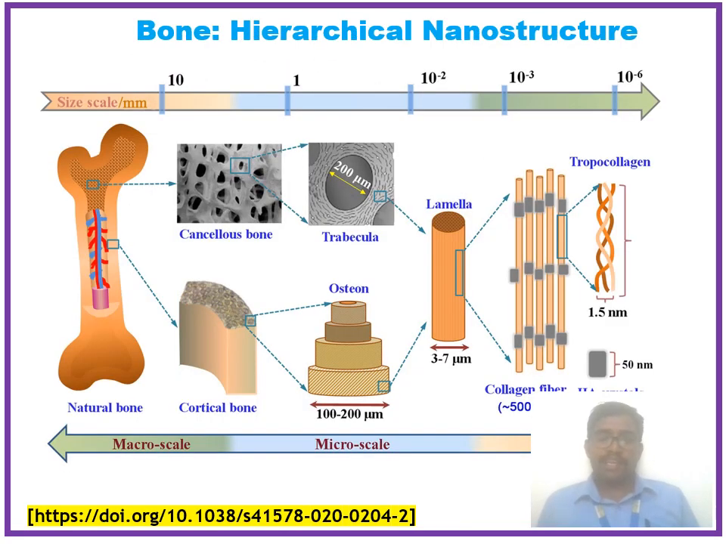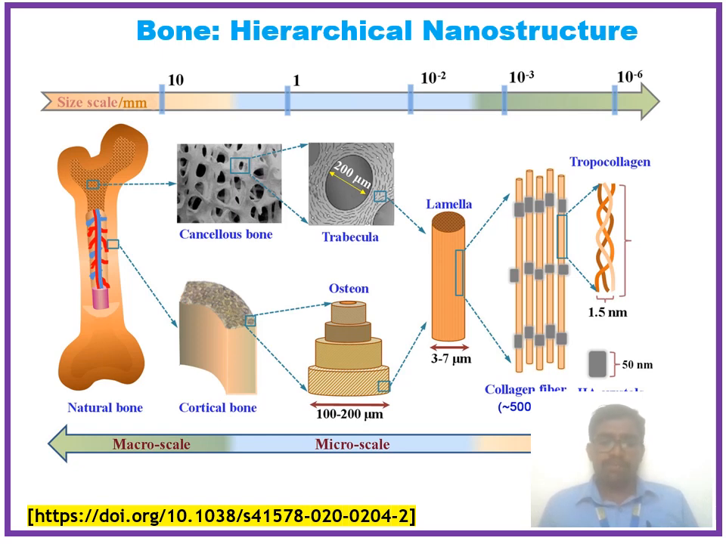Another interesting natural complex nanostructure is bone. We know very well bone is a complex composite of hydroxyapatite as well as collagen fibrils. Here we can see how the nanocrystals form on collagen fibrils at the nanoscale level. When we look at the bone at the macro level, it consists of a large number of osteons. These osteons consist of further lamellar sheets which are 3 to 7 micrometers.